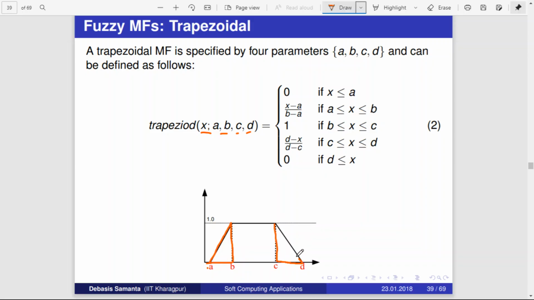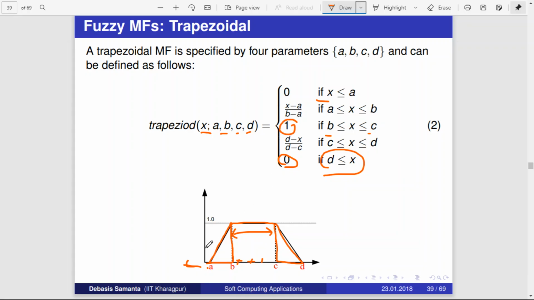Here, any value of x which is less than or equal to a will result in 0. Similarly, any value of x which is greater than or equal to d, that is, d less than or equal to x, will result in 0. And any value of x which is between b and c, including b and c, will result in 1. For all these points it is 1.